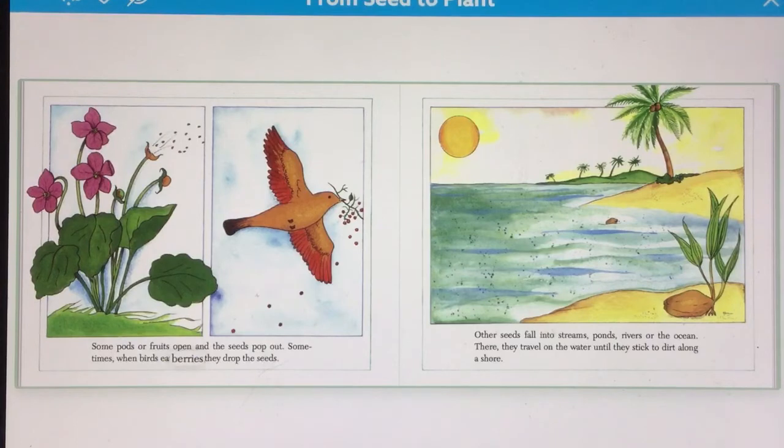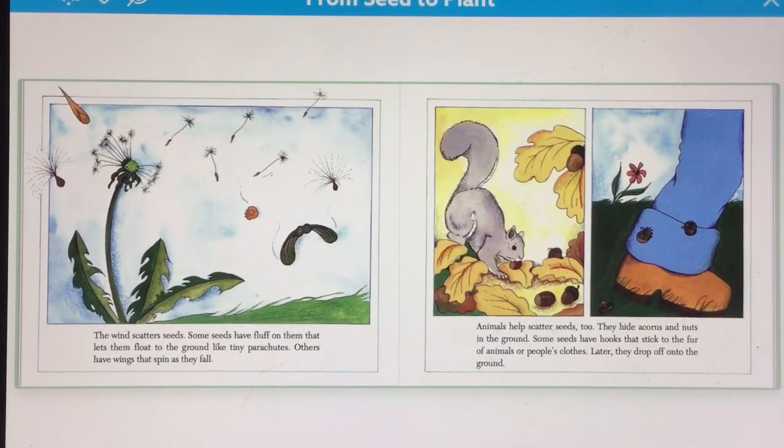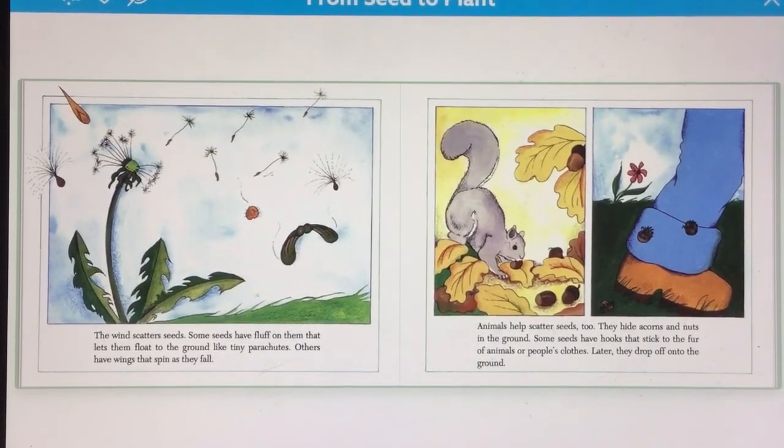Sometimes, when birds eat berries, they drop the seeds. Other seeds fall into streams, ponds, rivers, or the ocean. There, they travel on the water until they stick to dirt along a shore. The wind scatters seeds. Some seeds have fluff on them that lets them float to the ground like tiny parachutes. Others have wings that spin as they fall.